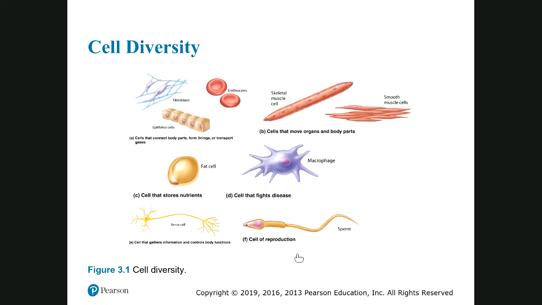And then you have cells for reproduction. This will be our sperm cell that's only found in the male reproductive system, and it is the only cell of the human body that has this structure here, which is a flagellum.